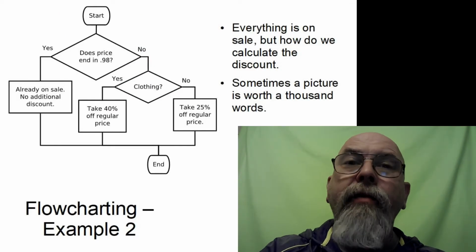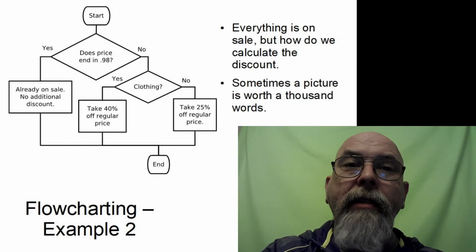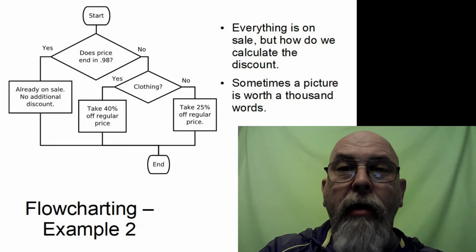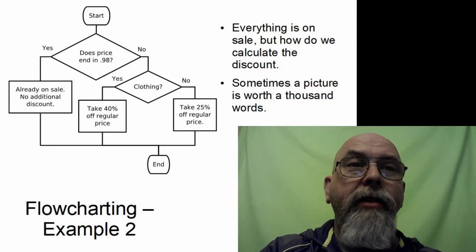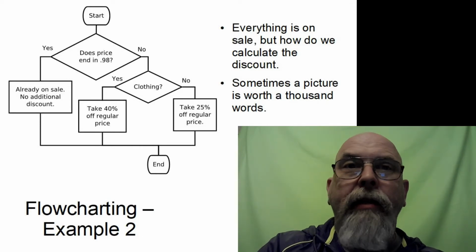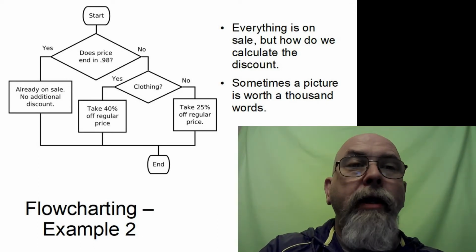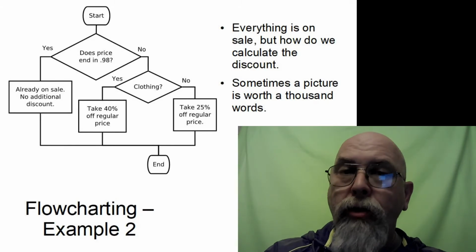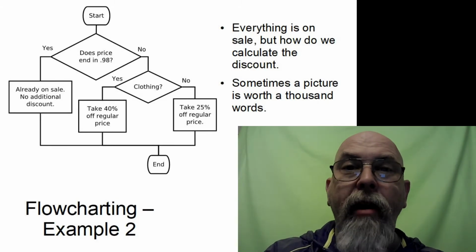The second flowcharting example is taken from a department store, from a business where we're running a sale. Everything's on sale today. And you can see that we start and we're trying to price an item that we have in our hands right now.